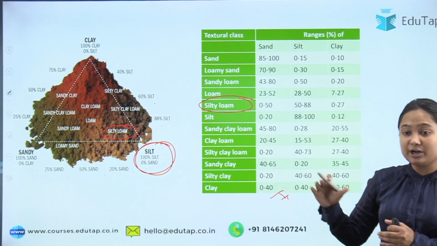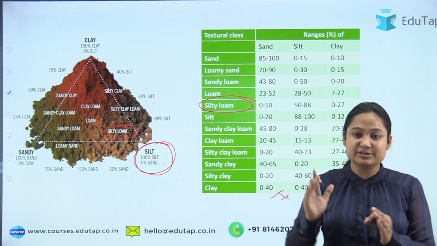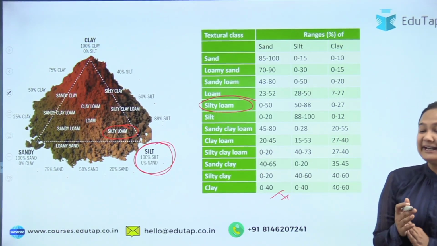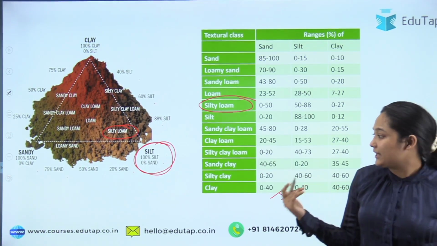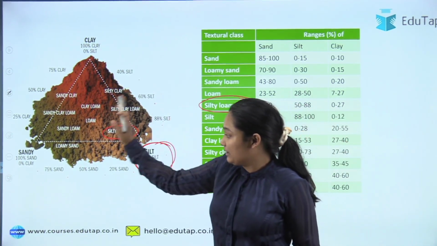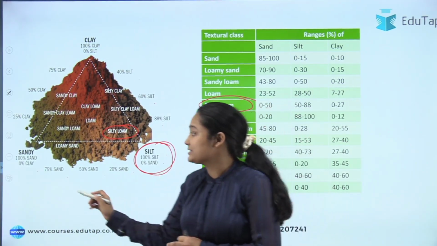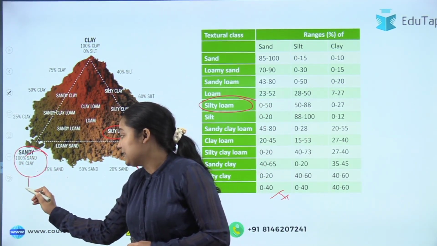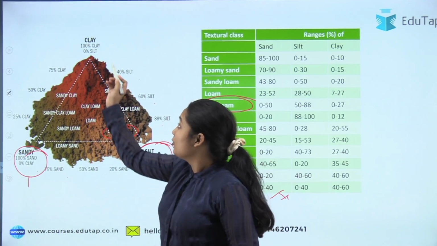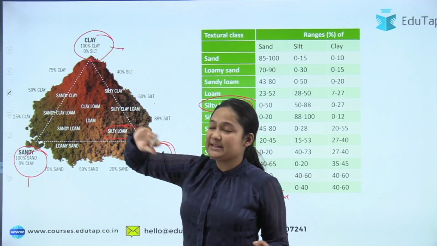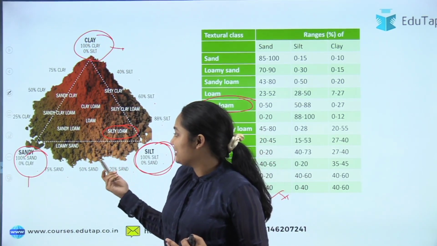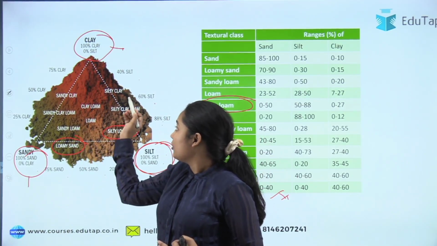But if you're not sure, you can pause the video here, have a look, and understand it. What's my point here is, the higher the percentage of sand, the less the water holding capacity. If the clay is more, water holding capacity will be better. So let's say we are talking about sandy loam or silty clay.